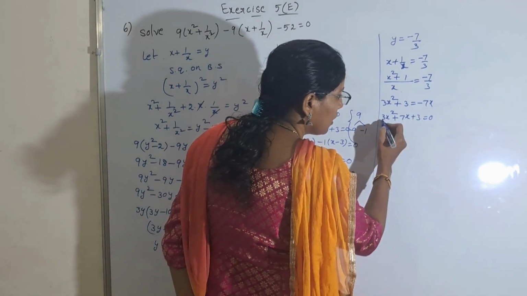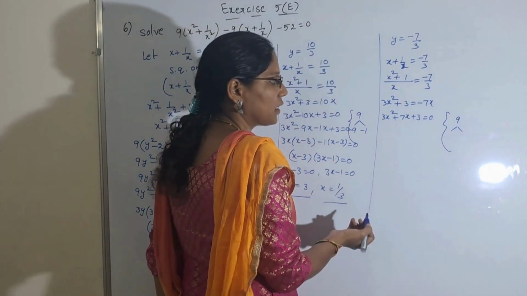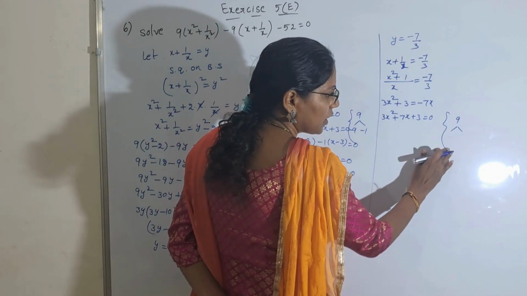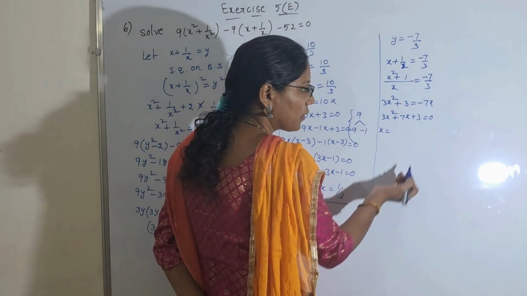Here 3 3 is 9. Product is 9. Sum is plus 7. Here what are the factors? We cannot get factors. Factorization method we cannot do. So formula method we can apply here.